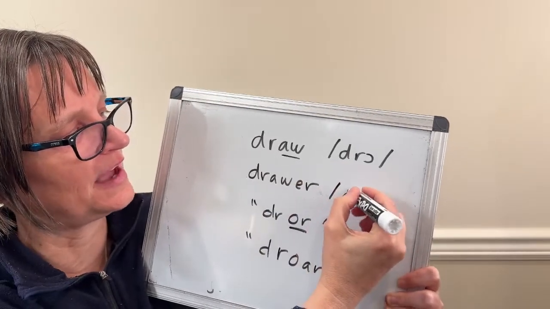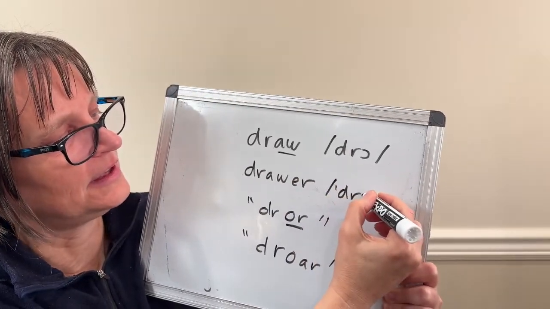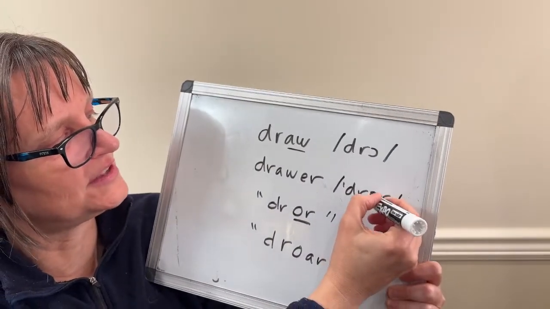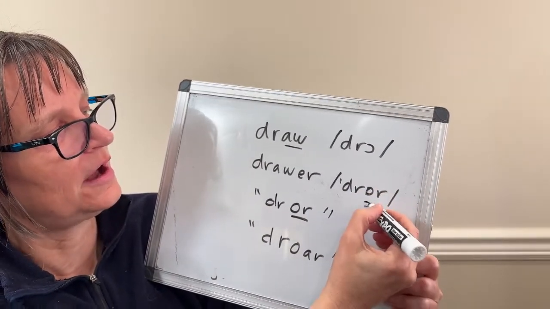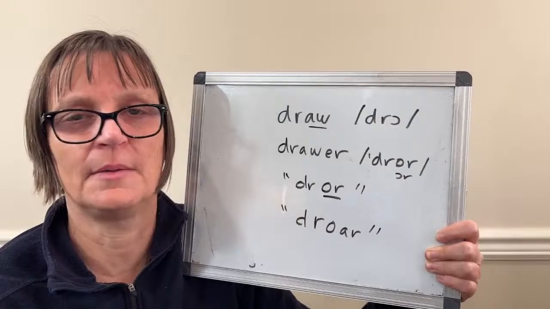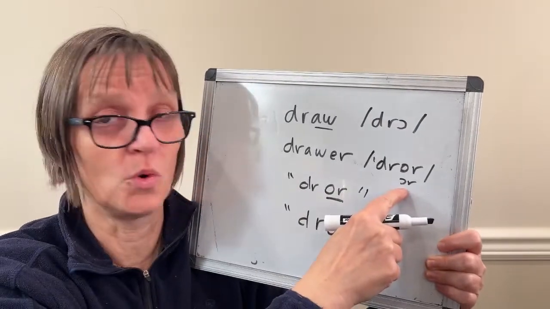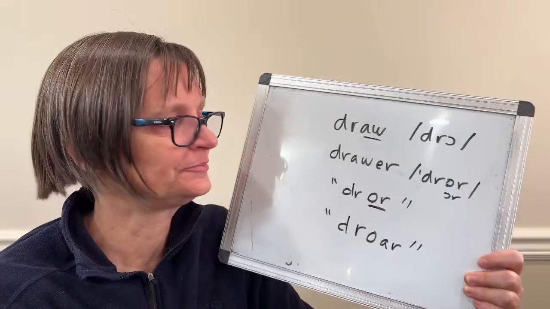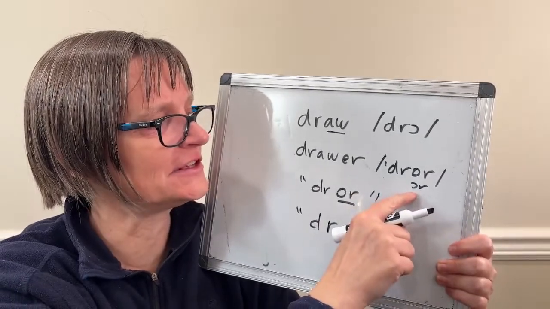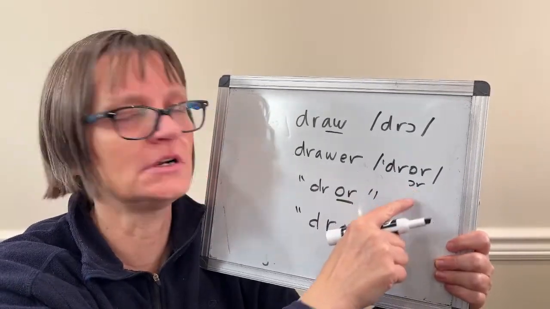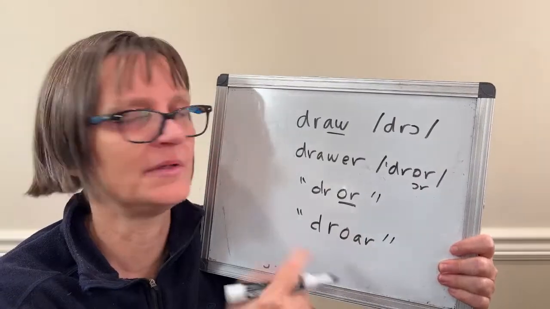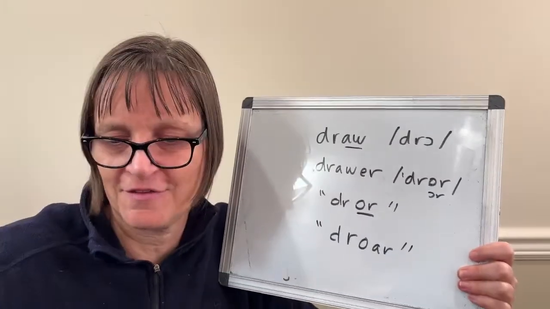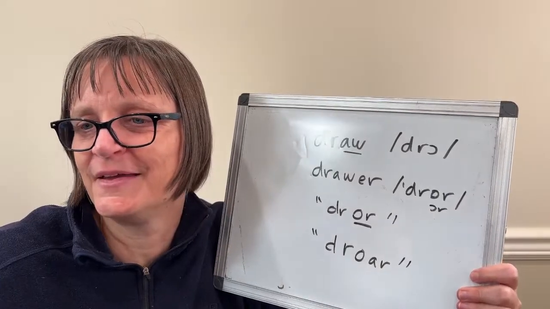So you'll see that the IPA for that is the or sound, or you may see it written this way. Oftentimes dictionaries will write the or sound with the or diphthong, they'll write it that way. So that's a little misleading because it looks like it would be drawer, but we don't say drawer, we say drawer. Okay, very good. Thank you for that question.